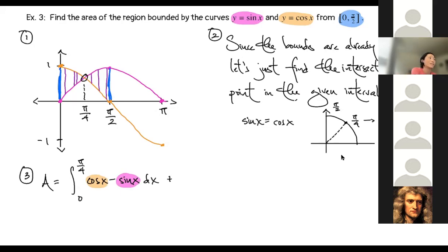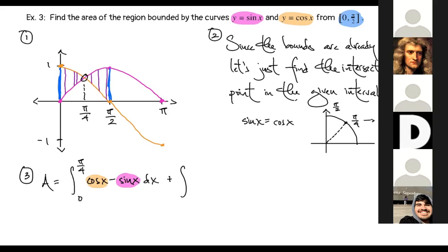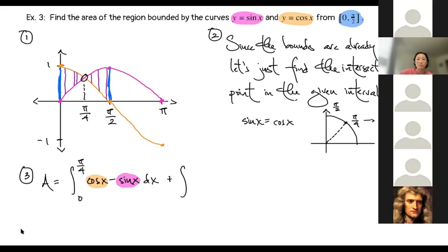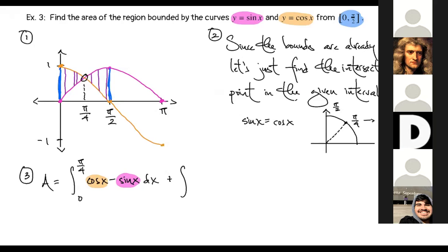Plus, what is our second integral? Tell me what the bounds are. Let's start there. What are those bounds? Pi over 4 to pi over 2. Good, very nice. And what do we change about our integrand?